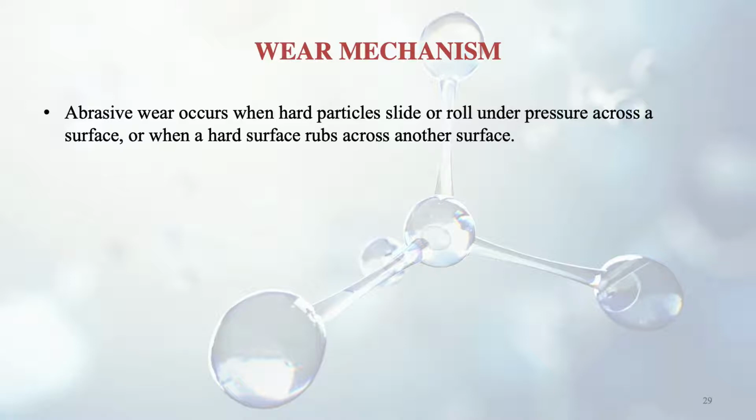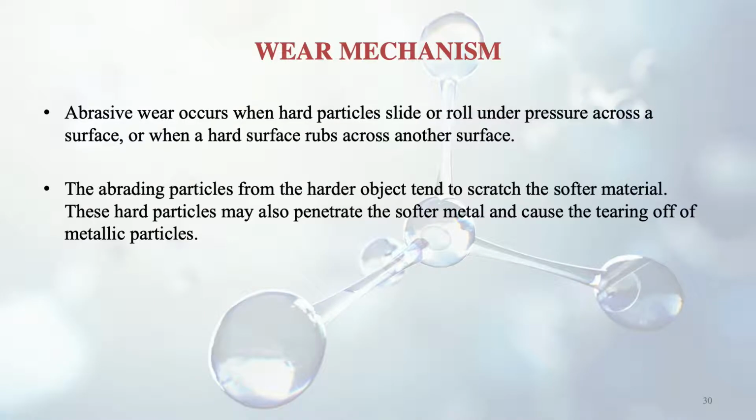Abrasive wear occurs when hard particles slide or roll under pressure across a surface, or when a hard surface rubs across another surface. So if there are hard particles sliding against each other or rolling against each other under pressure, then this kind of abrasive wear can take place. The abrading particles from the harder object tend to scratch the softer material. So the harder one will try to remove the softer one, and these hard particles may also penetrate the softer metal and cause the tearing of metallic particles. So finally tear can take place.